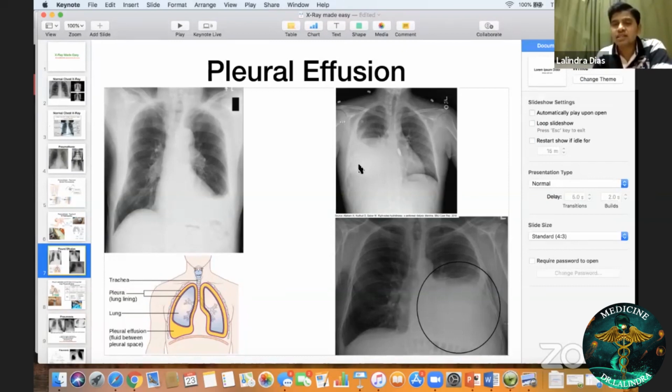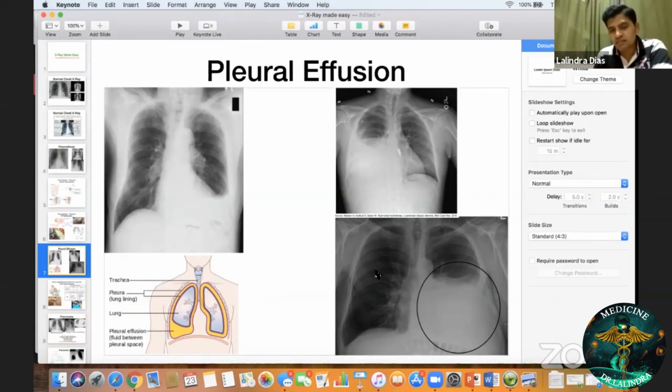So what is that? It's a right-sided, it's a large one. This is a small one, but this is a large right-sided pleural effusion. And you can see the meniscus sign here. All right, so this is a moderate right-sided pleural effusion. Then this is another good example of a left-sided moderate pleural effusion.